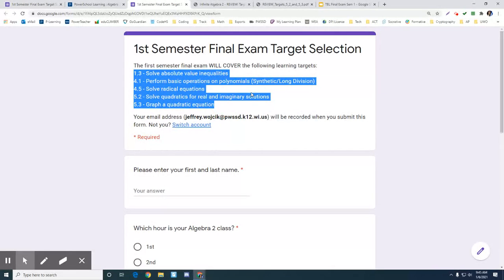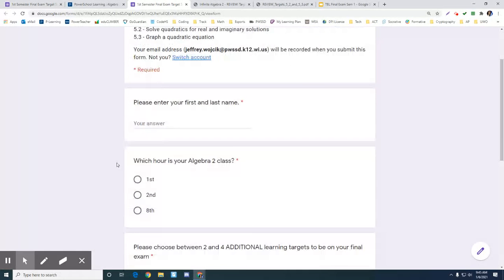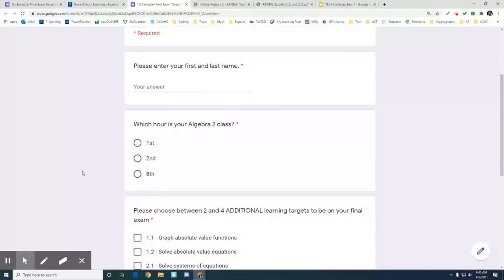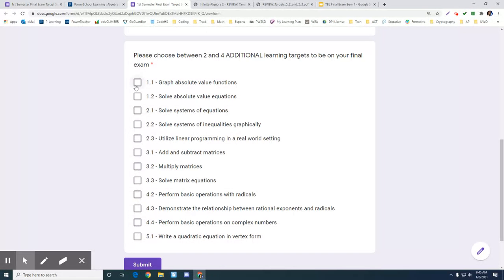So everybody is going to be assessing on these 5. That's part of the main exam packet. Enter your name so I know who you are, and which hour class you're in. And then here at the bottom, this is where you're going to choose between 2 and 4 additional learning targets.